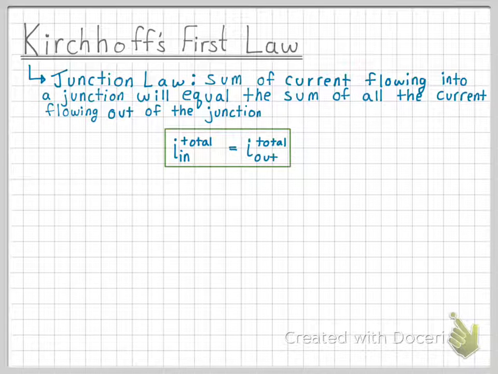If I wanted to write Kirchhoff's first law in equation form, this is what it would look like, where the total current flowing into a junction equals the total current flowing out of the junction.